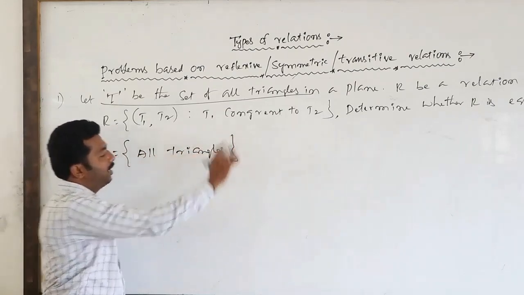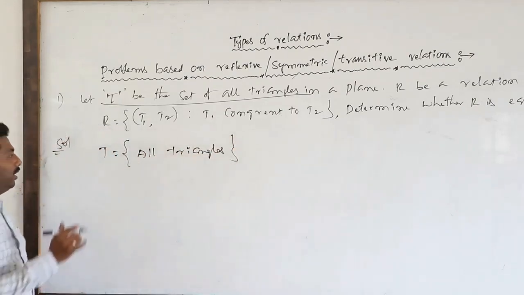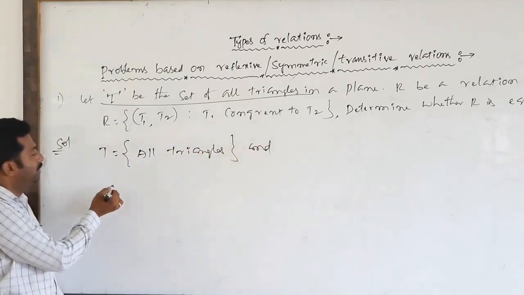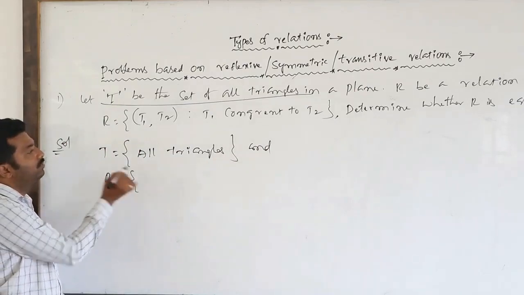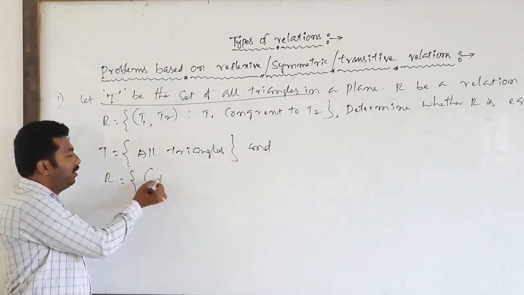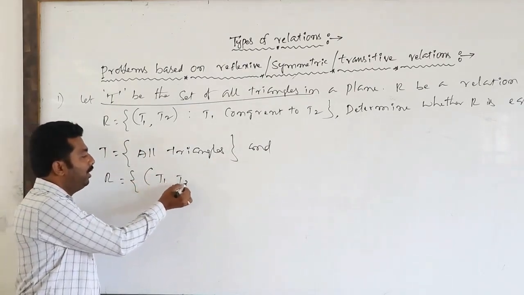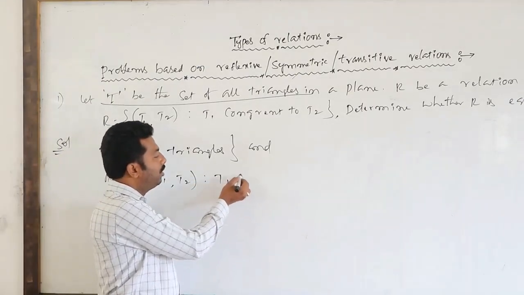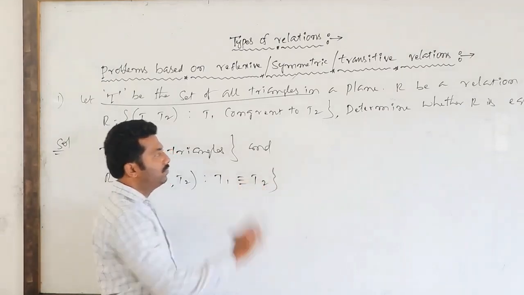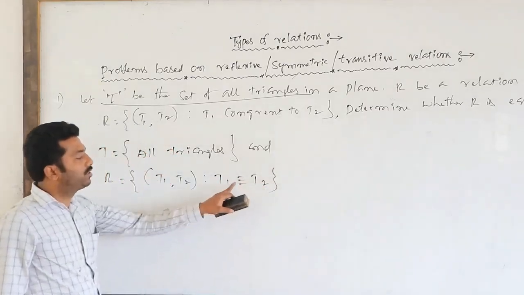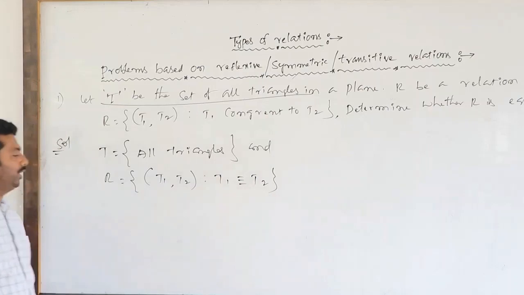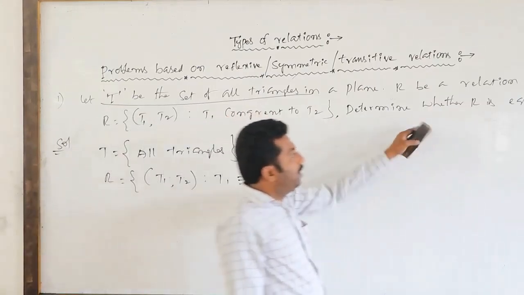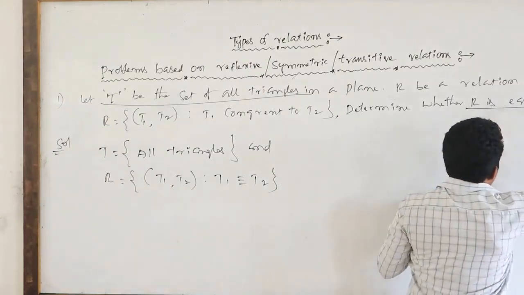Set of all triangles in a plane. And what is the relation? Capital R equal to ordered pairs (T1, T2) such that T1 is congruent to T2, symbolically written T1 ≅ T2. So what we have to verify is to determine whether capital R is an equivalence relation or not.